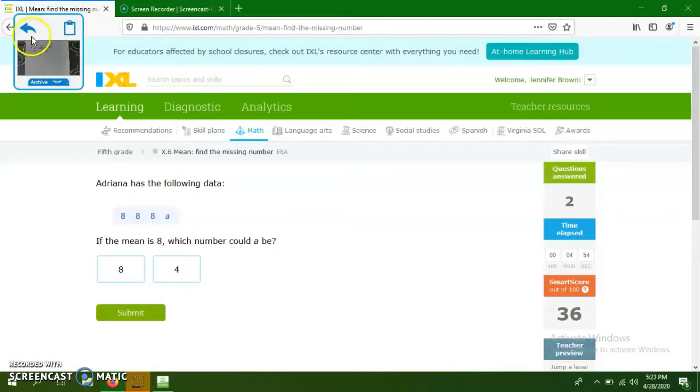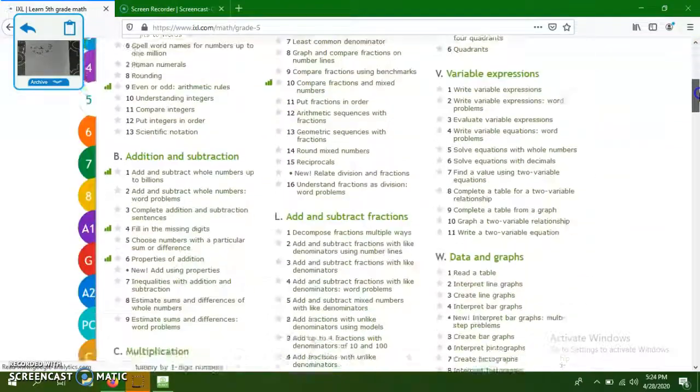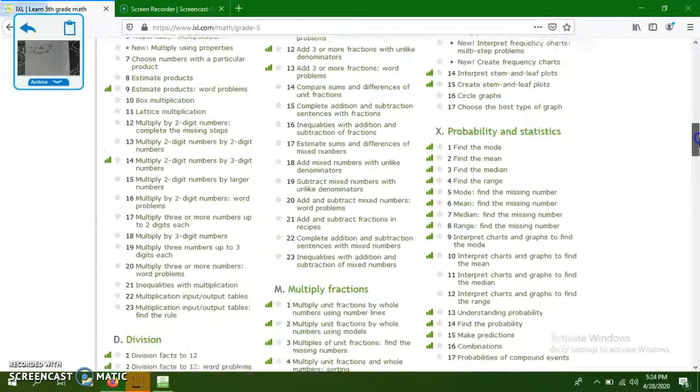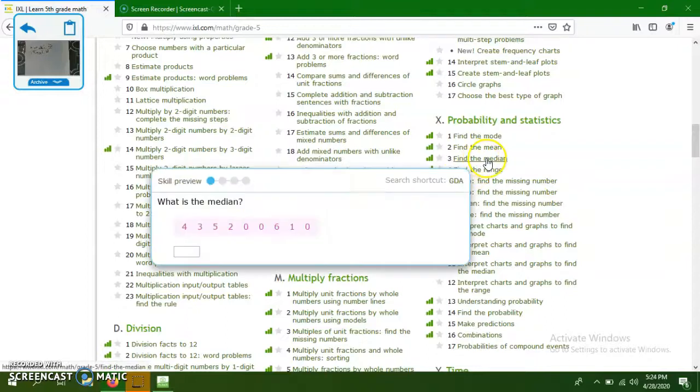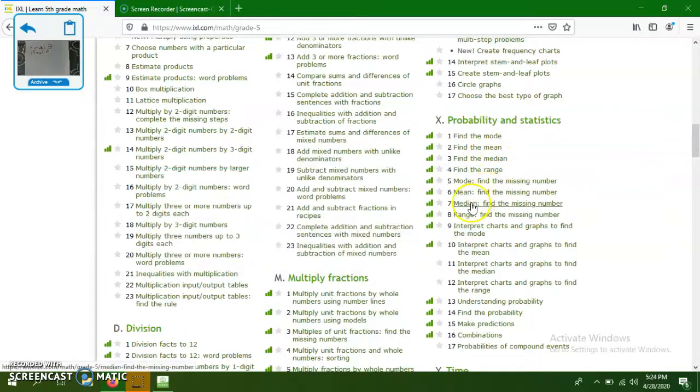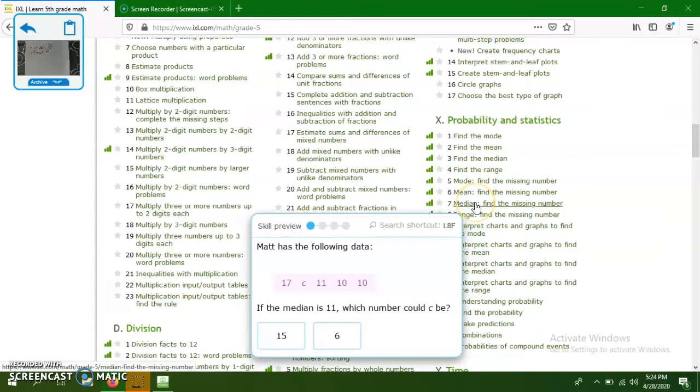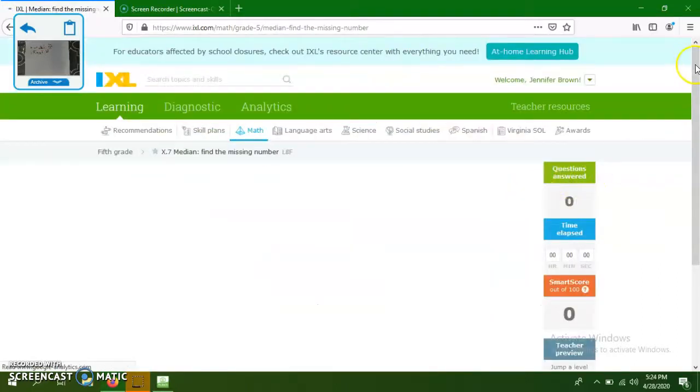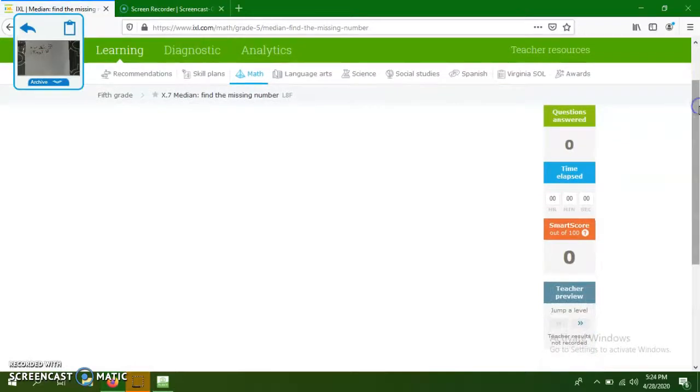Alright, so now we are going to jump over and do a couple of examples for finding the missing number for median. Now median, this is going to be x dot 7. Median is the middle. Now median is only the middle though if your data is in order least to greatest.